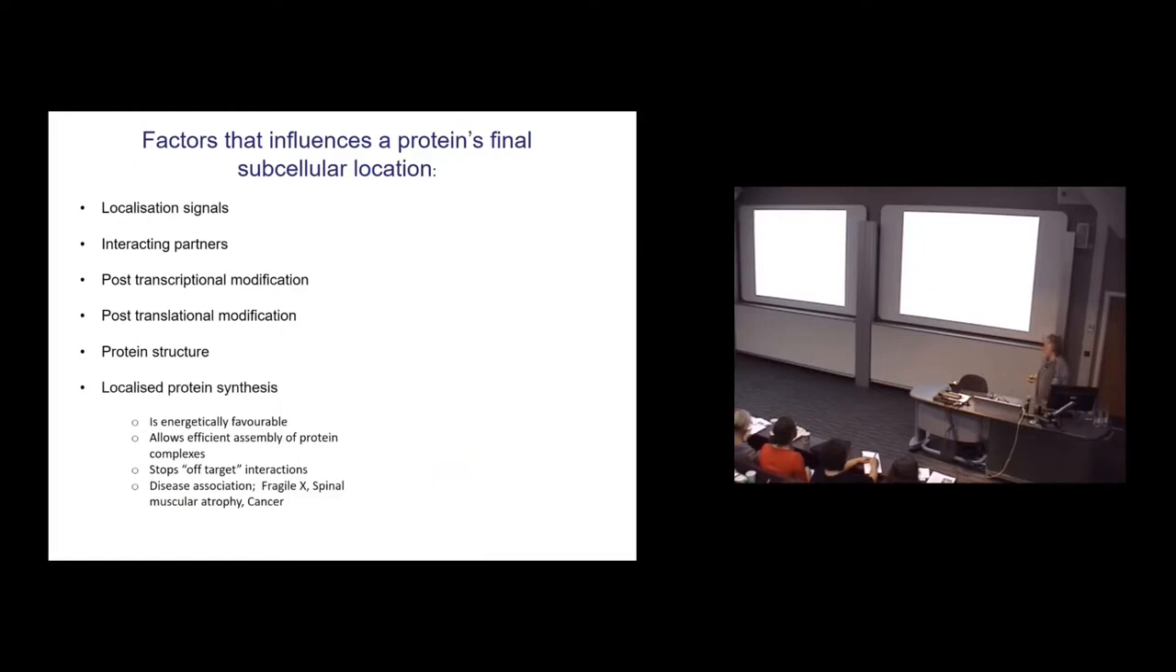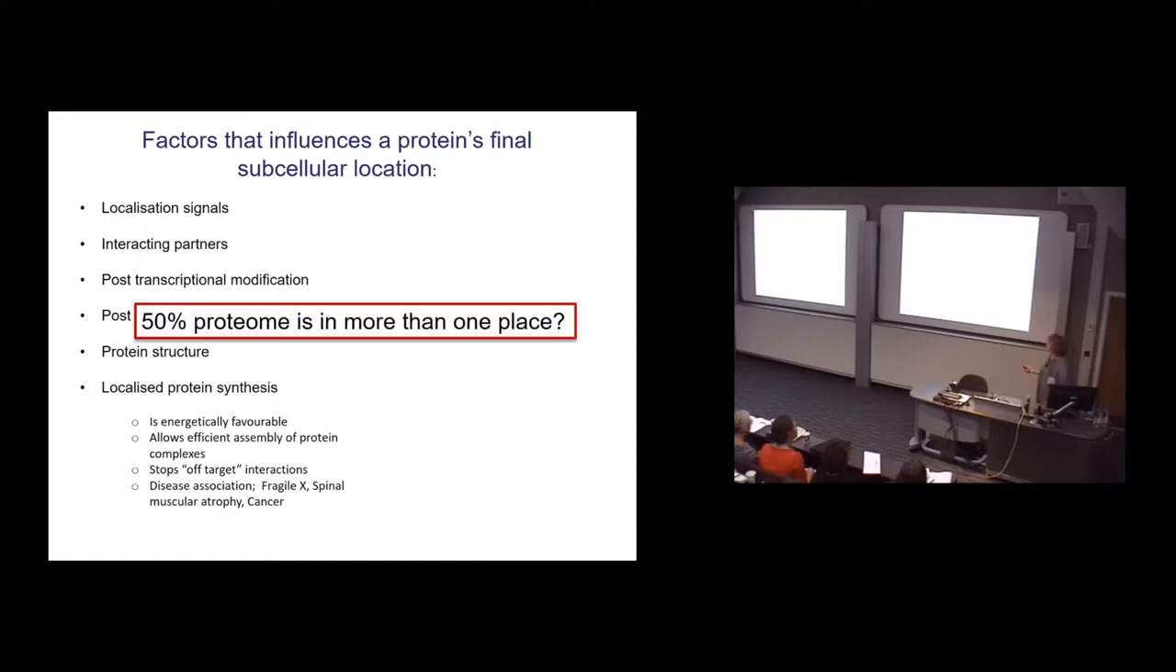And more, there is evidence to suggest that proteins end up where they do simply because of where they are translated. So translating a protein in situ is energetically favorable. It's more easy to shunt RNA around the cell than it is protein. It allows efficient assembly of protein complexes. If something's produced in the same place as its binding partners, it's more likely to find them. Therefore, it's stopping off target effects. And importantly, mistranslation, or being translated at the wrong part of the cell, has been shown to give rise to a number of different diseases.